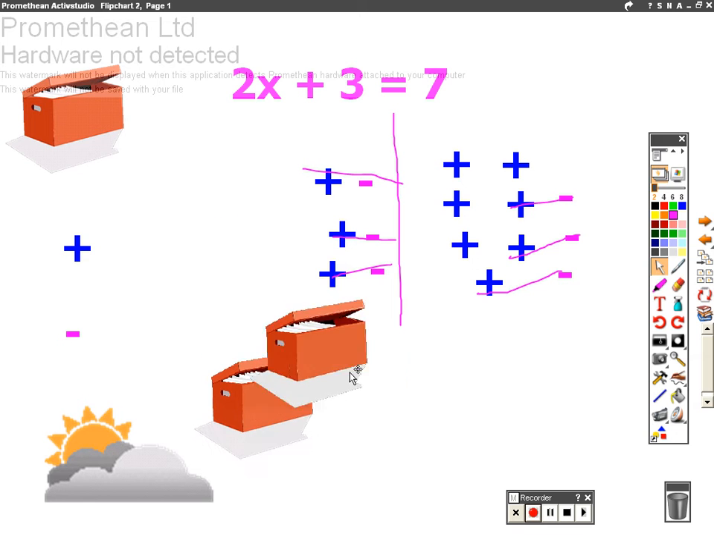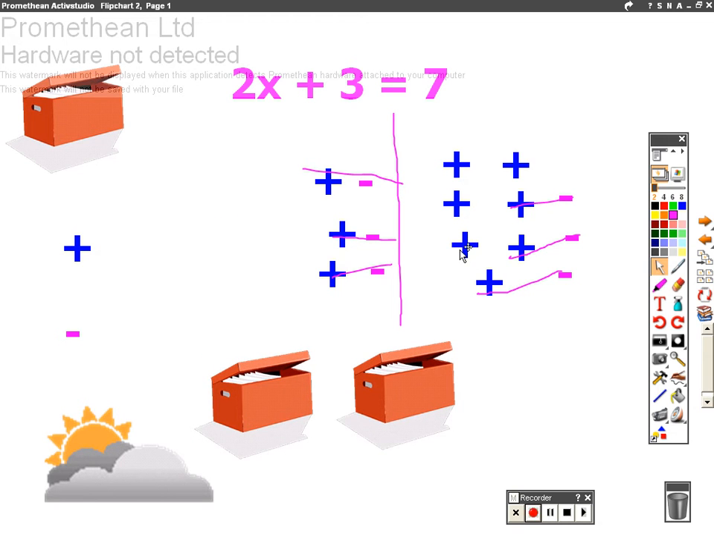So here come my boxes. These 4 positives have to be equally distributed to these boxes. So there goes 1. 1 can go there. 1 goes here. And if 1 goes there, 1 goes here. I'm done. Each box contains 2 positives. Therefore, the answer is x equals positive 2. So that's one way to do it.